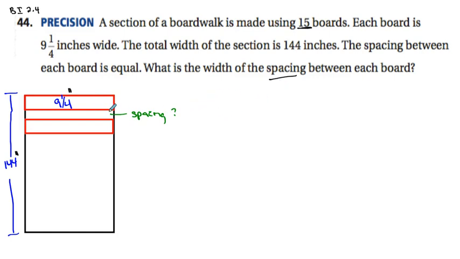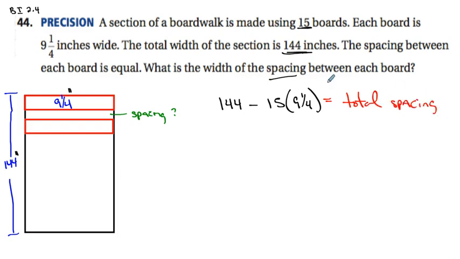So I could get the total spacing if I take the total space of the whole section, which is 144, and take away the 15 boards that are 9 1/4 inches each. So I'm going to do 15 times 9 1/4 to figure out what all the boards are equal to, and subtract that from the total section, which is 144, and this will leave me with the total spacing. Right? I didn't answer the question yet, because I want to know the width of the spacing between each board, but let's get there first, because then I can figure out the total spacing first.